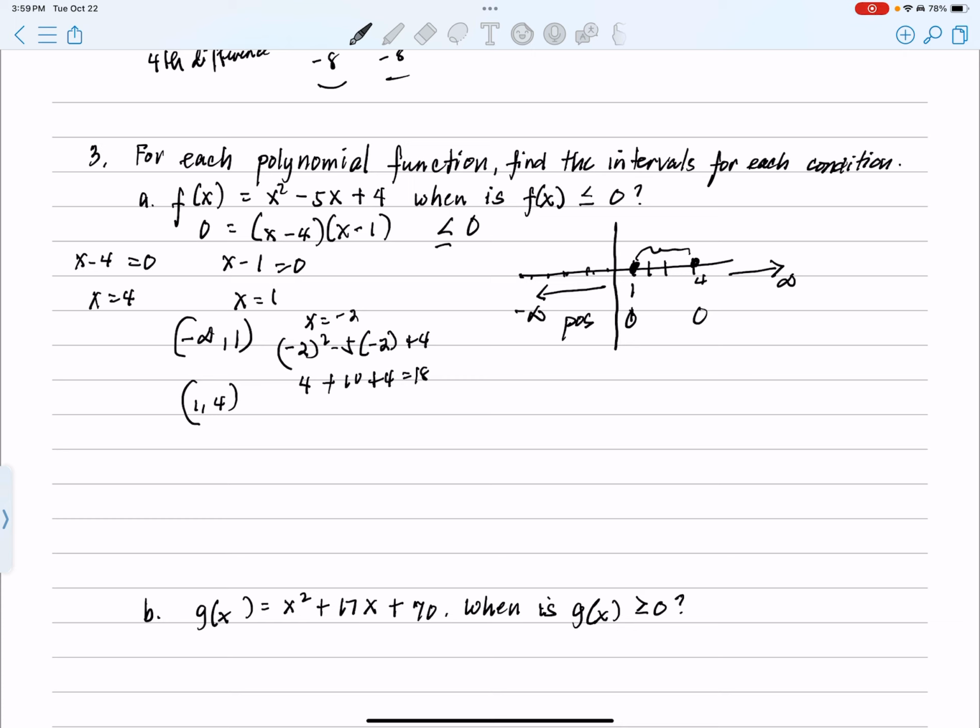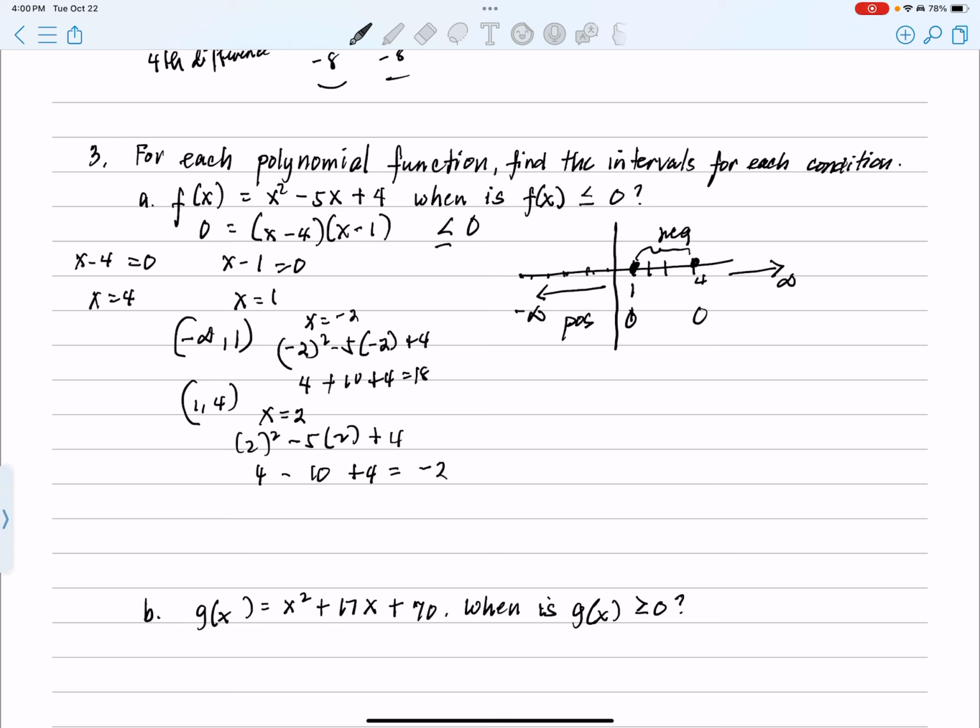So, for example, I choose a number between 1 and 4. Let's say I choose 2. So that would become 2 squared minus 5 times 2 plus 4. So I have 4 minus 10 plus 4. I come out with a negative value. 8 minus 10, that is negative 2. So from 1 to 4 interval, I have a negative.